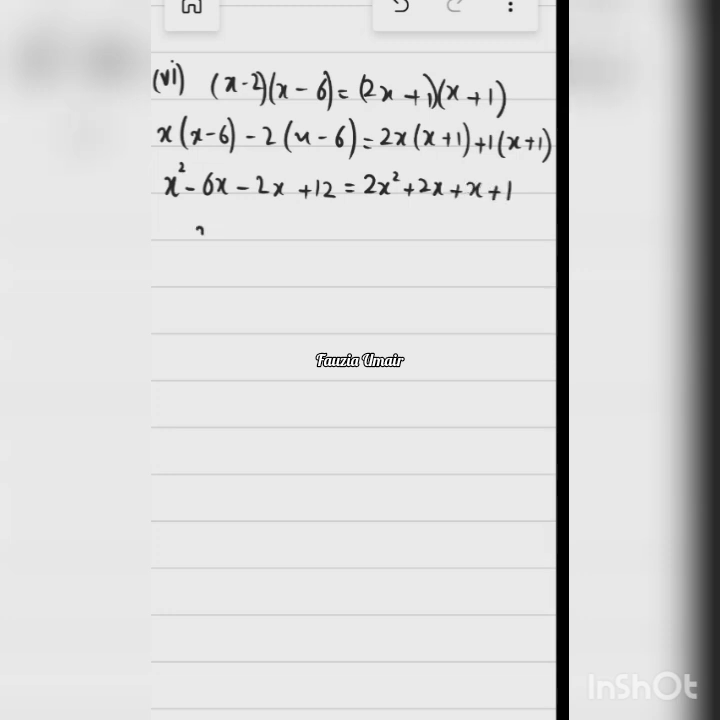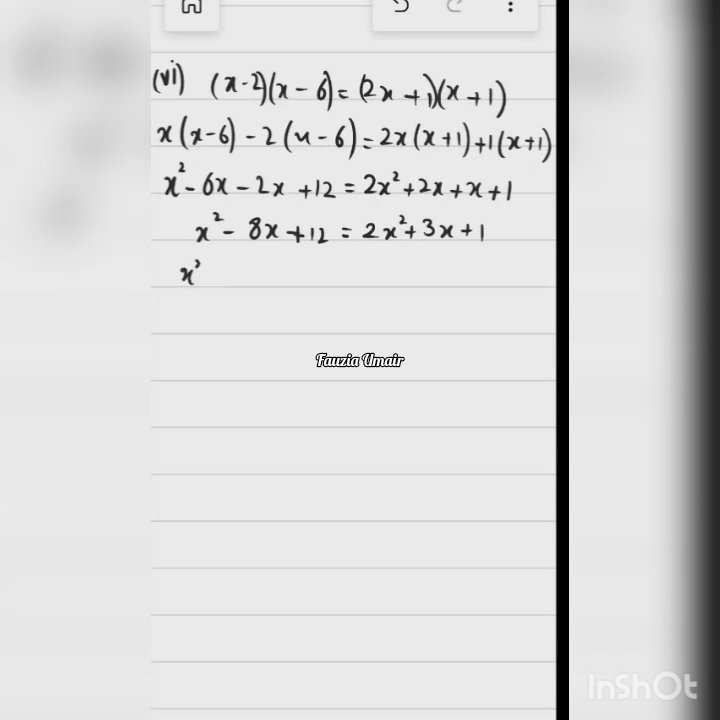So x square minus 8x plus 12 on the left side, and on the right side it is 2x square plus 3x plus 1. So this is one quadratic equation and this is another quadratic equation, but we need to put them in the standard form. So I need only one term of x square. So I need to combine them.